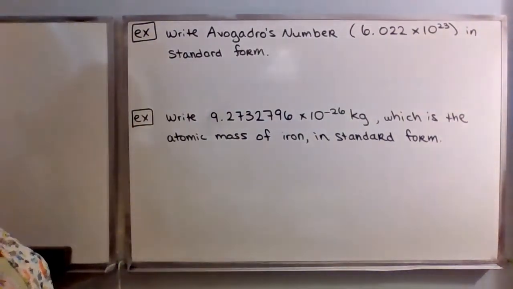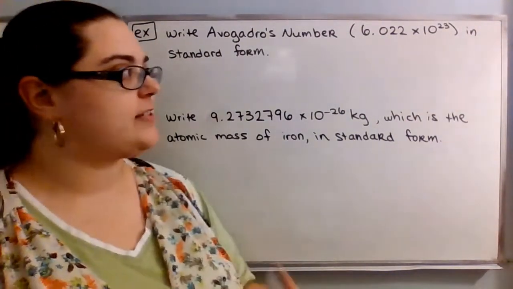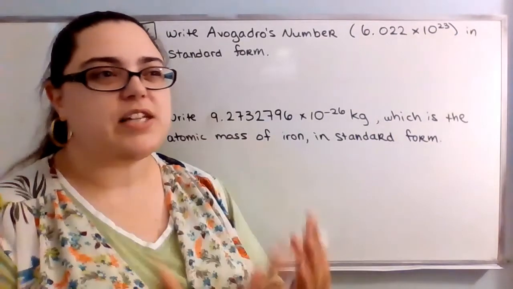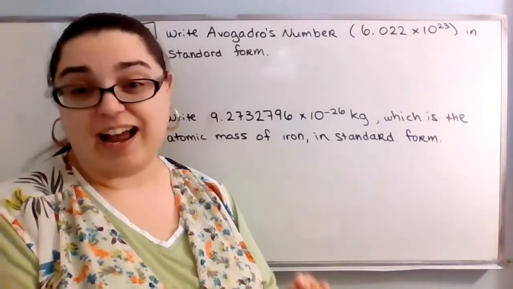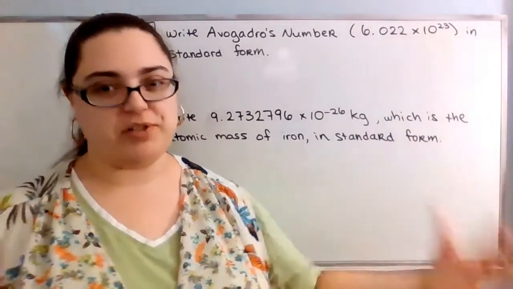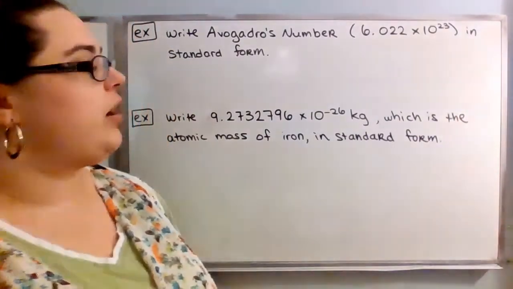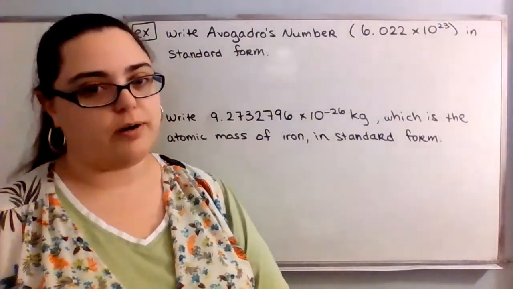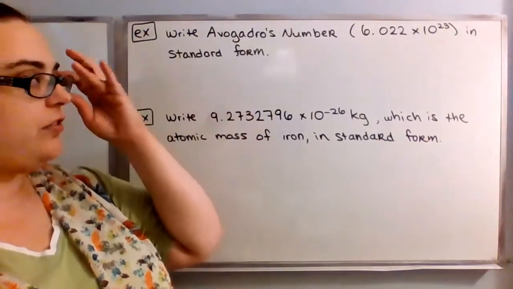In our first example, we have Avogadro's number, and this is used to tell us how many pieces of a very tiny thing, like how many atoms or how many molecules, make up one mole of a particular substance. So Avogadro's number is 6.022 times 10 to the 23rd power. We want to write this in standard form.